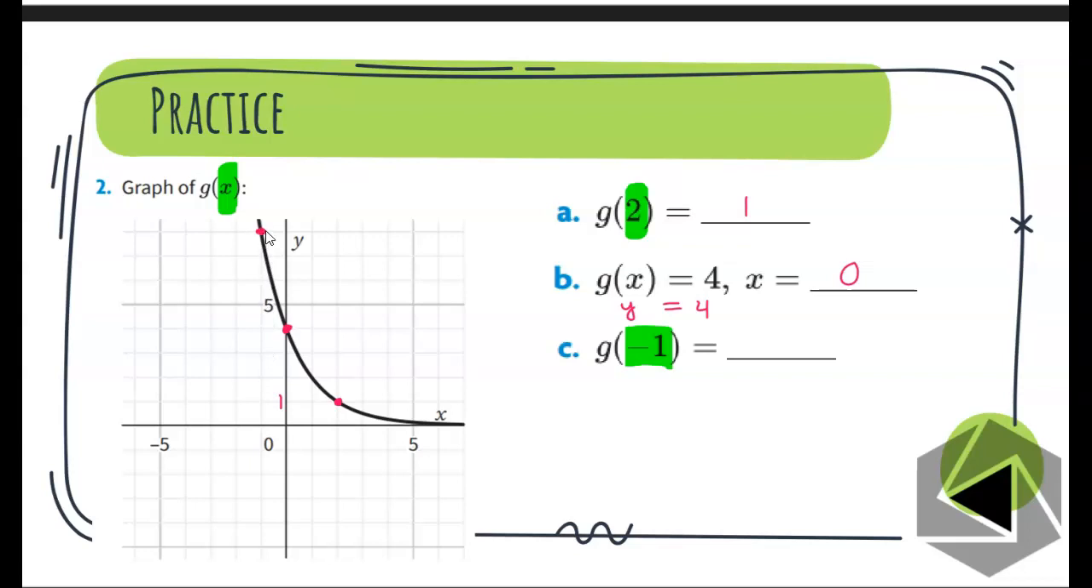So what value is that? Well, here we have 5, 6, 7, 8. So it looks like that evaluates to 8. So that's evaluating a function from a graph.